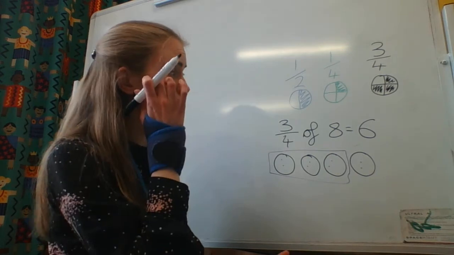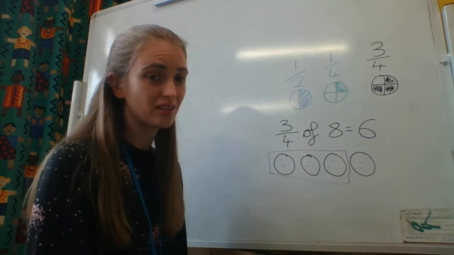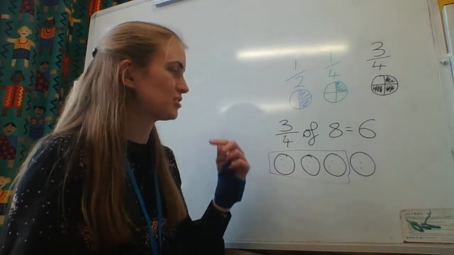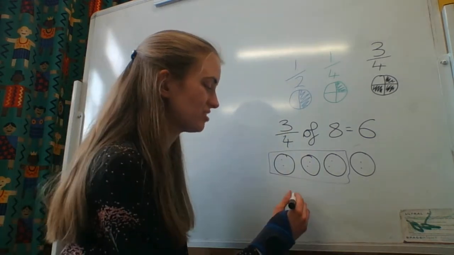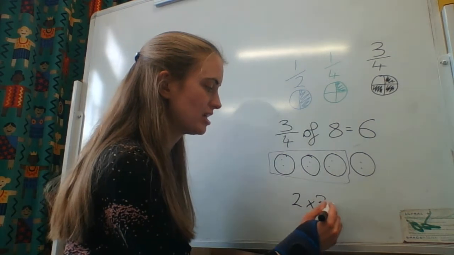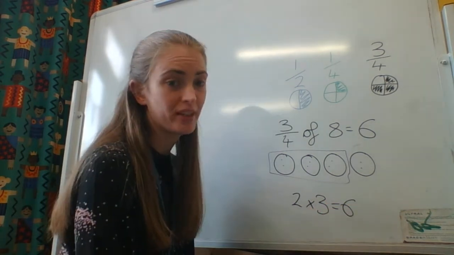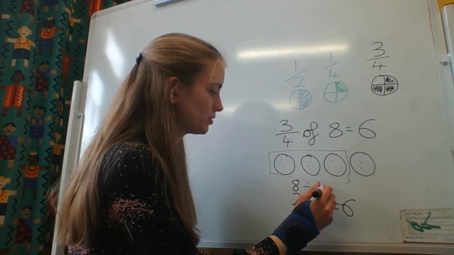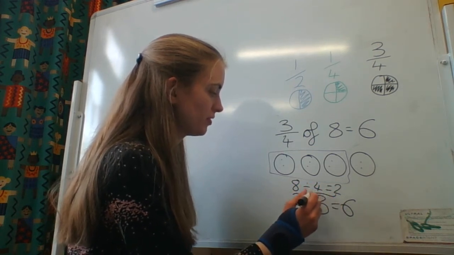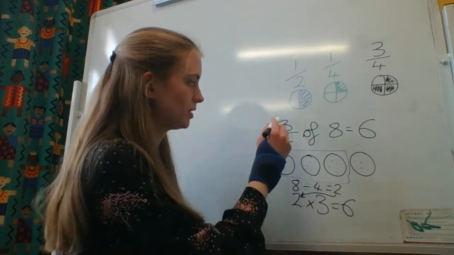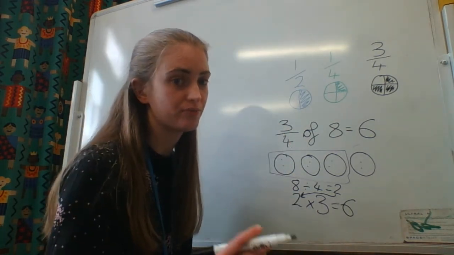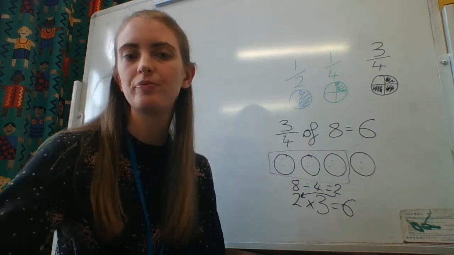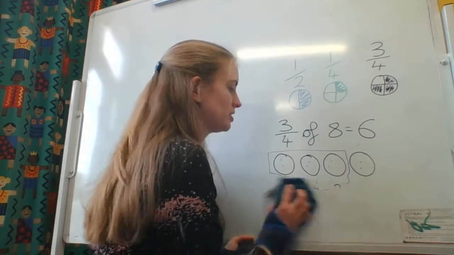6. Now, I had already found a quarter. I already knew, actually, that a quarter was 2, and I just wanted 3 of those quarters, so I could have just done 2 times 3 equals 6. So I could have found a quarter, 8 split into 4 groups equals 2, and then times that number by the number of quarters I wanted. Could have done that too, but pictures also work. So that's how we do that.